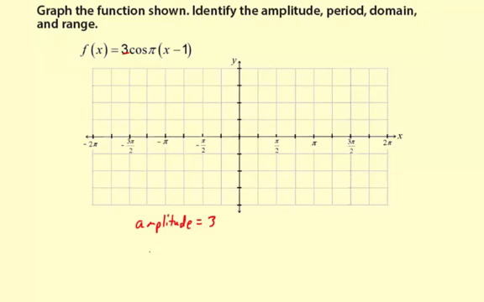And the period of the function is 2π divided by the number in front of the x, which is π in this case. So the π's cancel out. Period is 2.